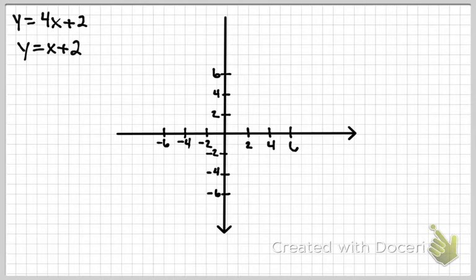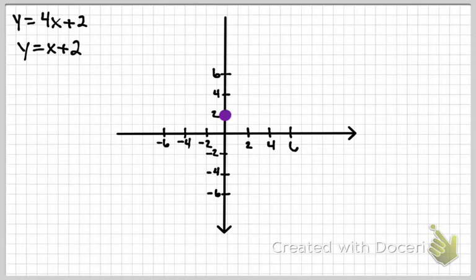So I'm going to go ahead and plot all of my points first before I draw the line through the points. On the first equation, where would my first point go for that equation? 2. It would go on a y value of 2. So I plot my point right there on the 2.